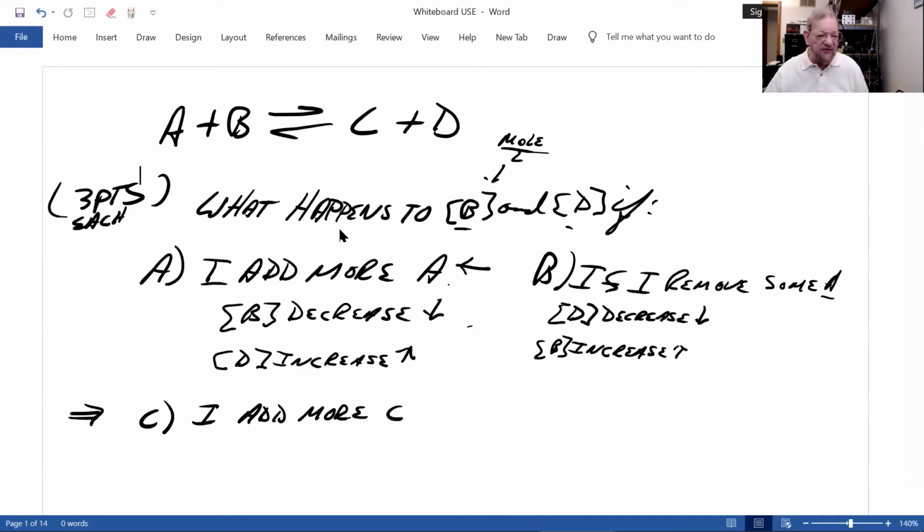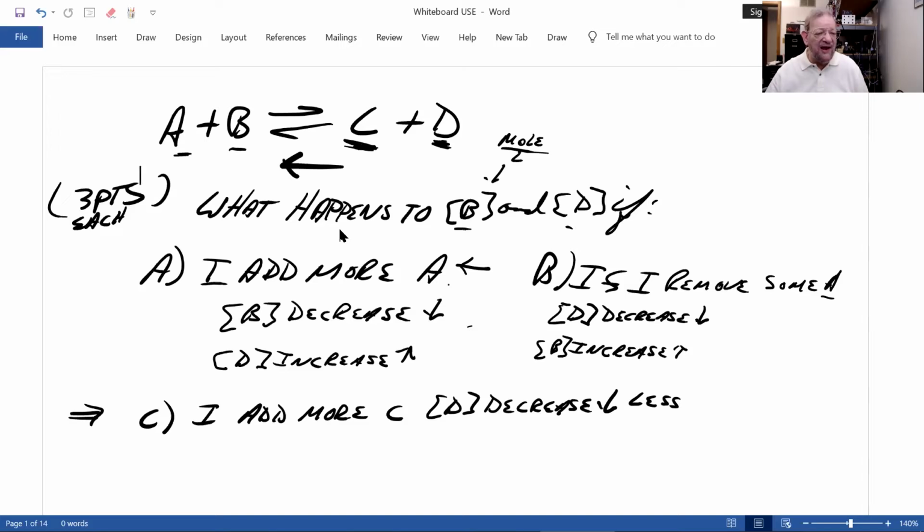How do you get rid of excess C? C plus D react to make more A and B. Well, C reacts with D, D is consumed. And when anything is consumed, the amount you have is less, or it decreases the concentration. Or if you're lazy, you can just put an arrow down. That's acceptable on a test too. Or you can say less. All those work.